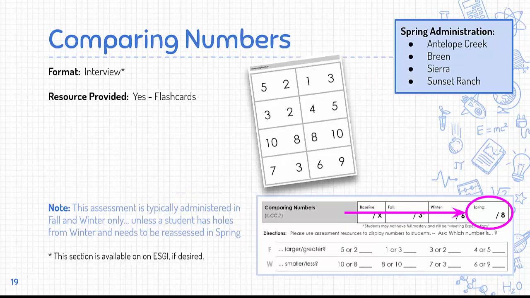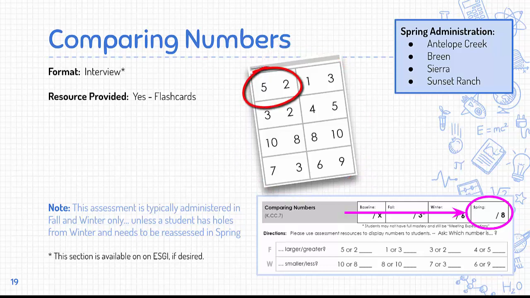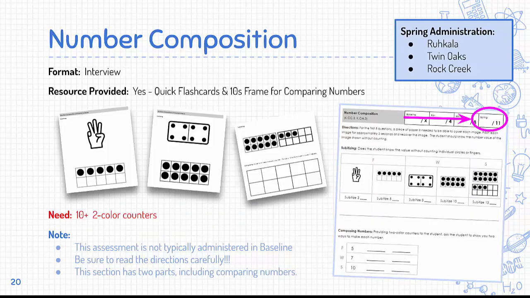Comparing numbers. This section will be administered by Antelope Creek, Breen, Sierra, and Sunset Ranch. This is an interview assessment. You may use the flashcards that are provided in the additional resources. When displaying each of the flashcards, it is the teacher's job to ask which number is either larger, greater, or smaller or less, depending on the section of the assessment.